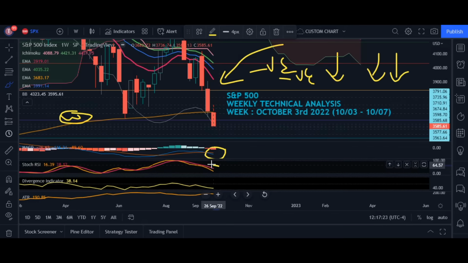MACD. Then comes the stochastic RSI. Stochastic RSI, the K channel is less than the D channel, nothing new. Again, the S&P 500 is bearish through the stochastic RSI.